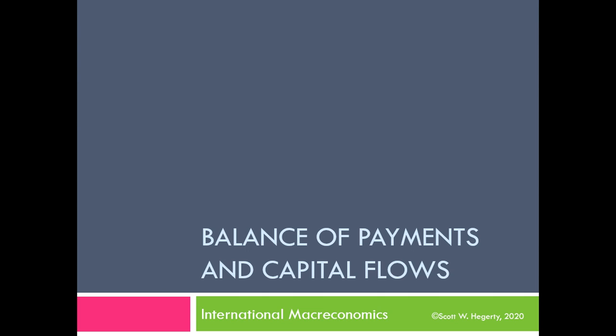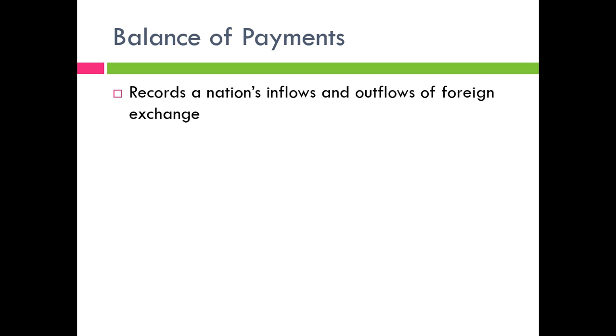So to get started, the balance of payments records the nation's inflows and outflows of foreign exchange. So it's basically foreign assets coming into or out of a country. This is a flow variable as opposed to a stock. You could talk about FDI or other stock variables, but this works into the GDP equation, right?